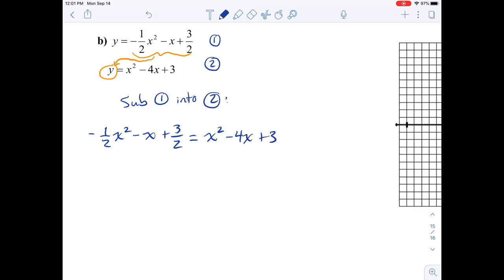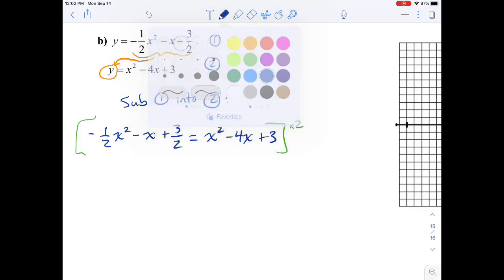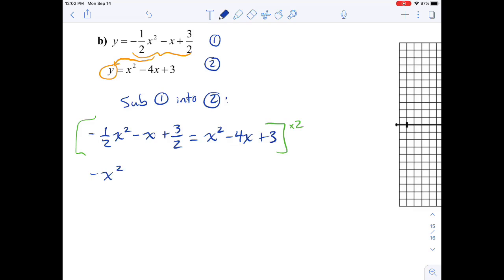And now hopefully you're getting a sense of the process. I'm trying to just take this large and complex looking quadratic relation and expand and simplify it however I need to get it into standard form, which I can then try and factor or put into quadratic formula. So before I even go too far with this at all, I'm just going to get rid of fractions by multiplying everything in this equation by 2. So negative x squared minus 2x plus 3 equal to 2x squared minus 8x plus 6.